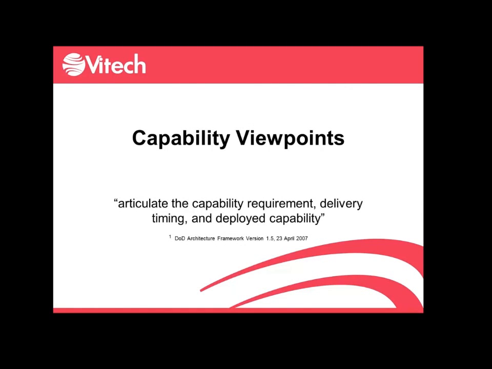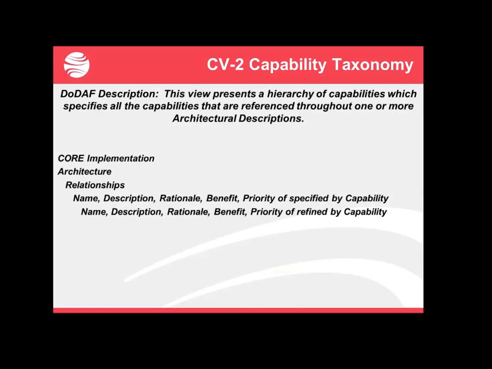Now we'll talk a little bit about the capability views. The capabilities are the capabilities that the architecture is supposed to meet, the time frame in which it's going to meet them, and the various engineering elements that the capabilities are going to affect. These are all covered in the various capability views. So let's take a look at the CV2, the capability taxonomy view. This is a view that presents the hierarchy of the capabilities that are referenced through the architecture.